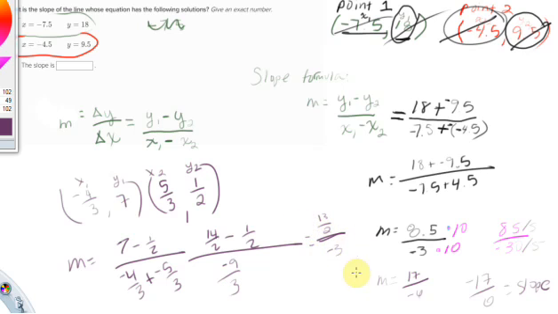The biggest thing you're going to have to remember is that whenever you're dividing fractions by numbers, it's the same as multiplying by the reciprocal. So instead of dividing 13 over 2 by negative 3 over 1, I'm going to take 13 over 2 and multiply it by the reciprocal, negative 1 over 3. And my answer would be negative 13 over 6.